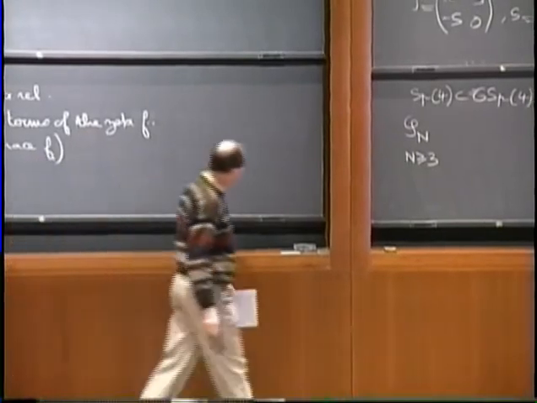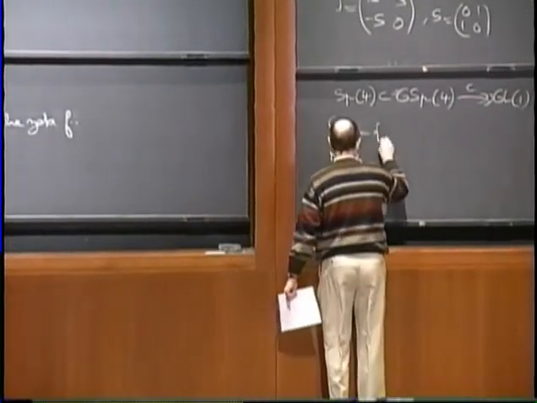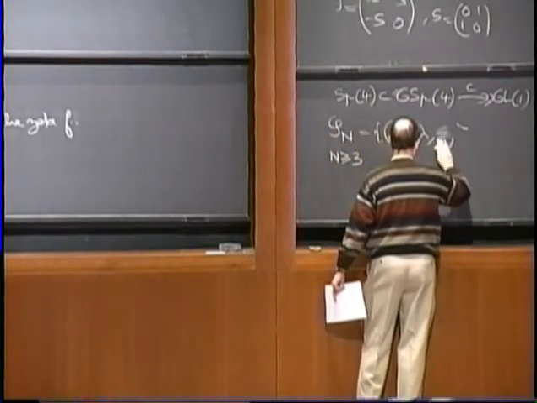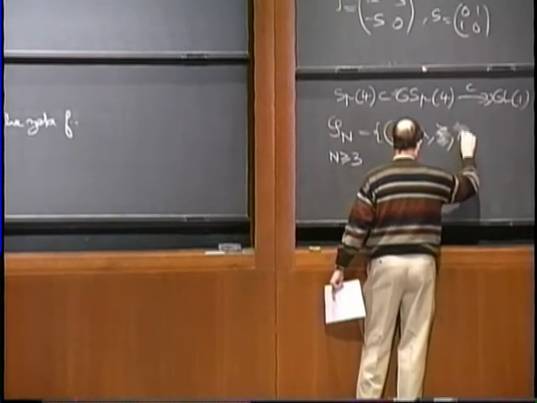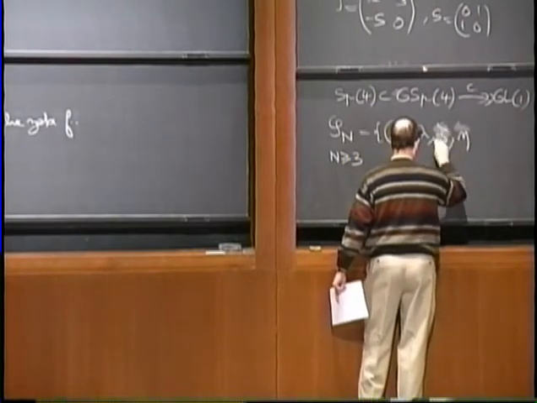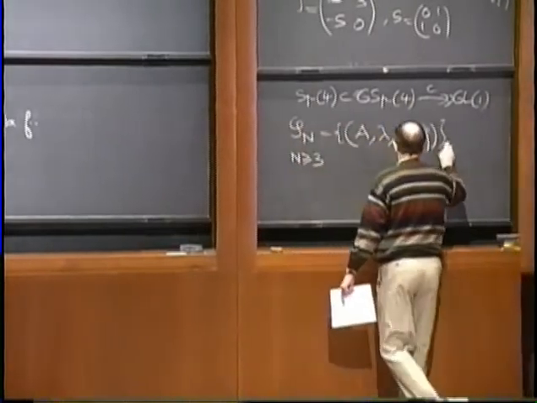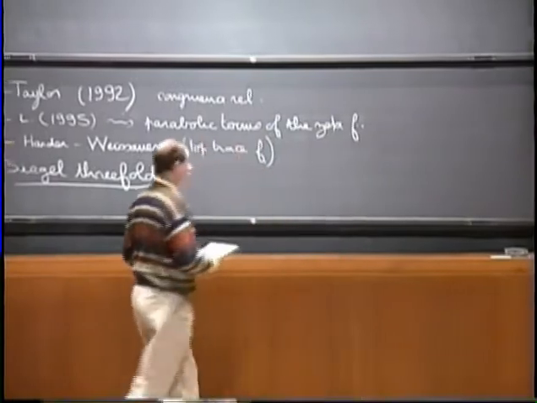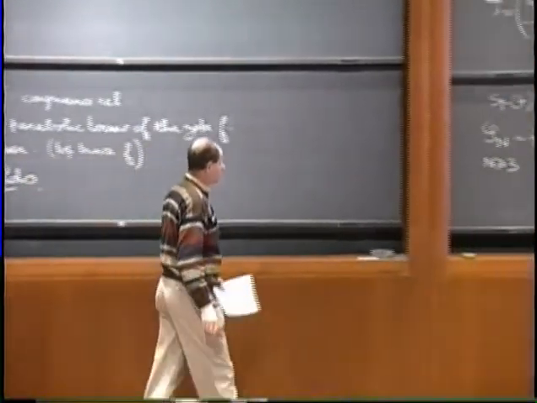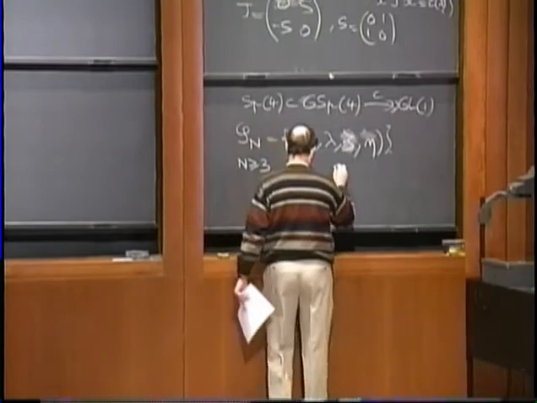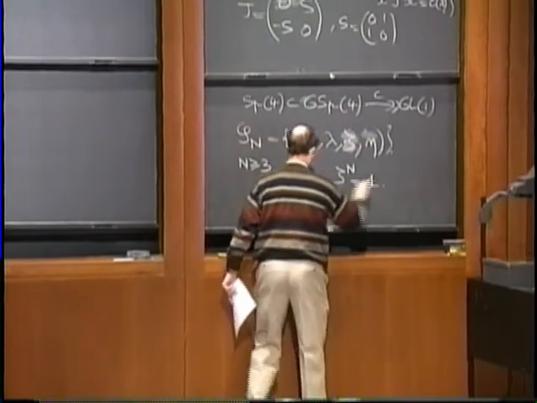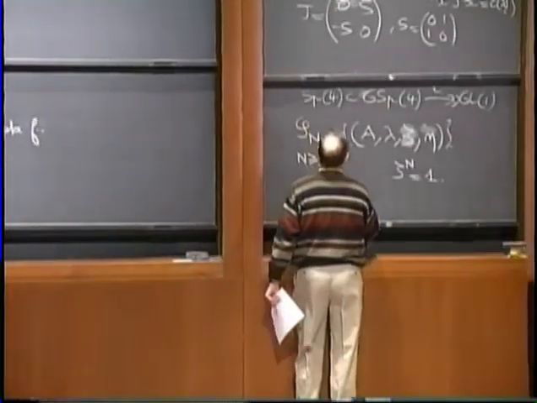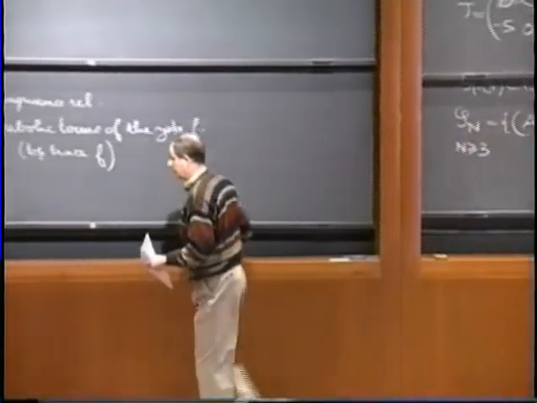So the Shimura variety is a moduli space of quadruples (A, lambda, zeta, eta), where A is an abelian surface, so an abelian variety of dimension 2. Lambda is a principal polarization. Zeta is a primitive nth root of unity. And eta is a level structure. So let me make it a little bit more precise.